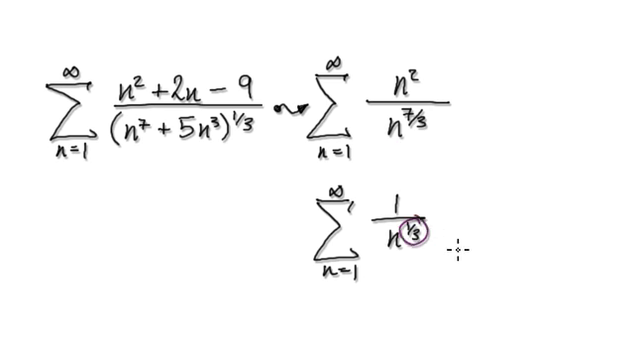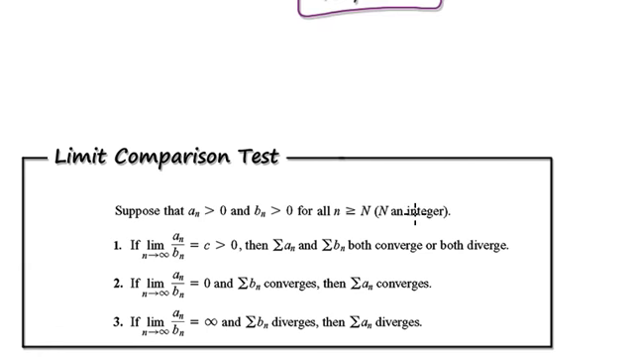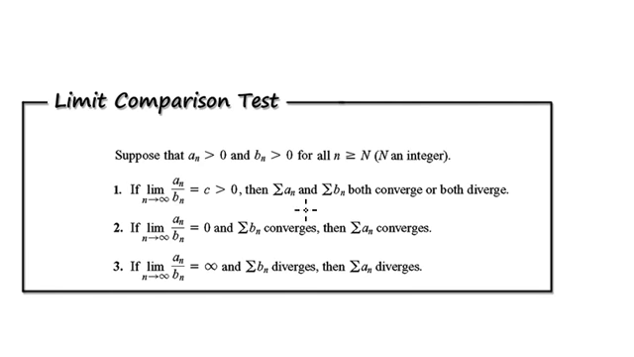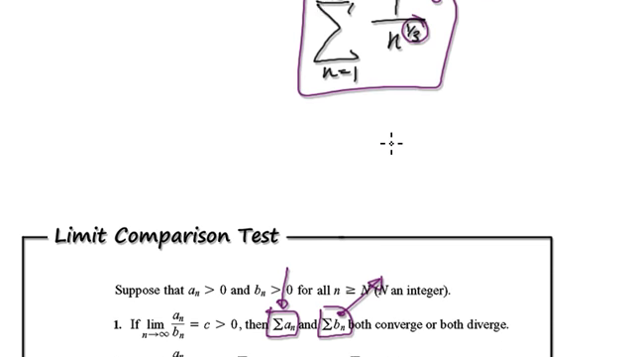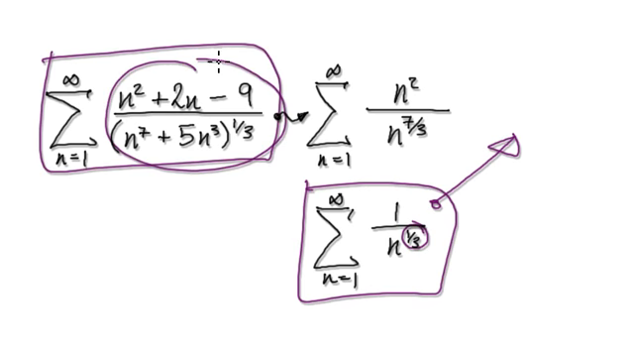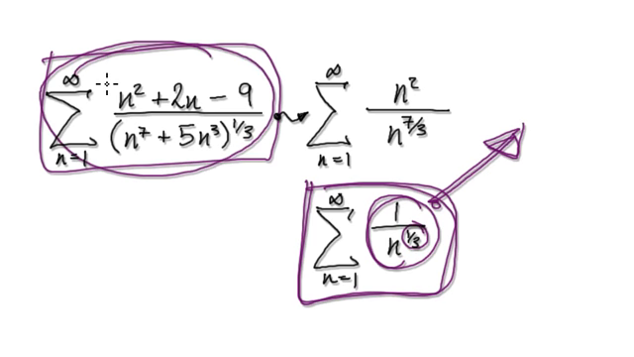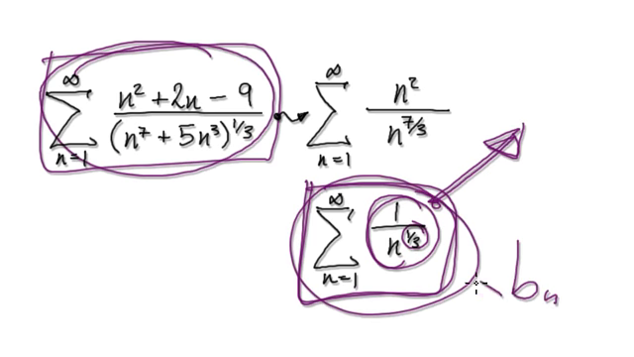Now this is a p series where p is less than 1. We know that this series is going to diverge because p is less than 1. So using the limit comparison test, we know nothing about an, but we do know that our bn will diverge. This is our an, this is our bn. So we are going to make this comparison: compare this with this.